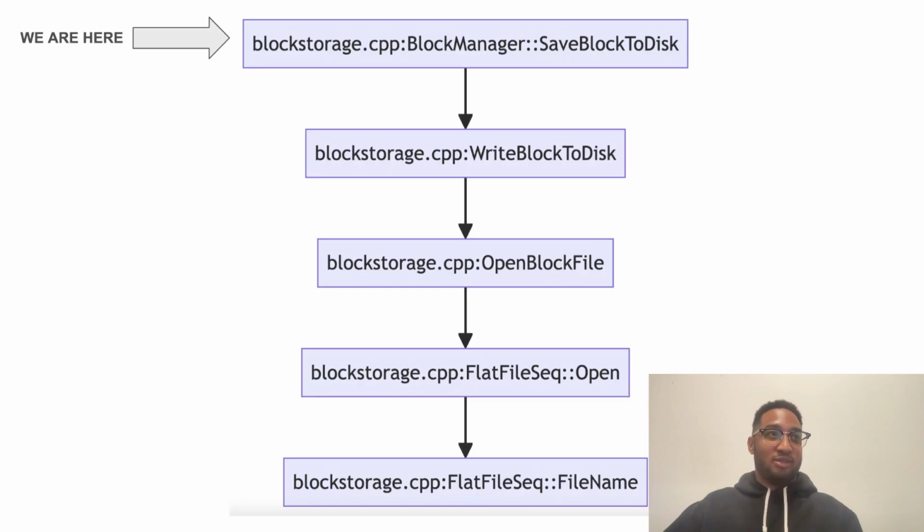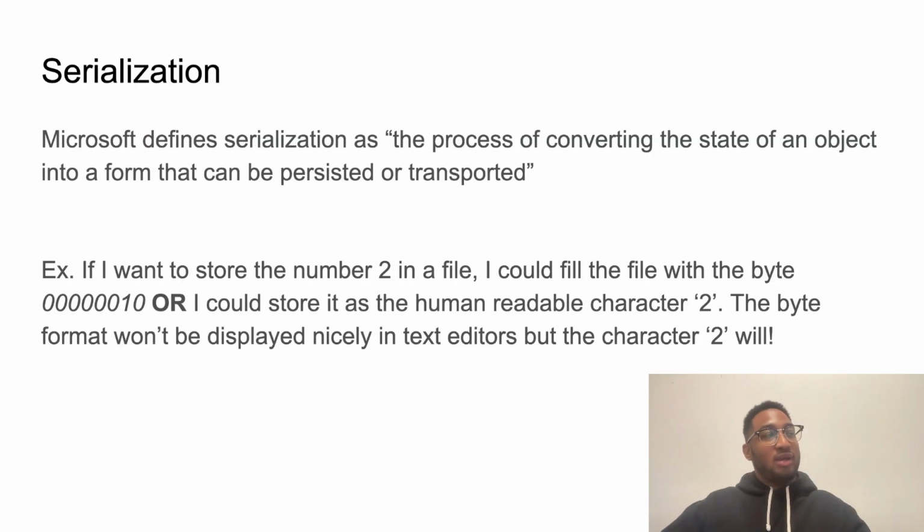Let's see, going back to my serialization. Yeah, and I had an example here. Serialization is, if I want to store the number 2 in a file, I could fill the file with the byte. Or I could store it as text, as the human readable character 2. The byte format won't be displayed nicely if I actually wrote it as bytes, because what I'm displaying here isn't really stored in the computer this way. So it won't be displayed nicely, but the character 2 will. So there are different ways you could store things, right? Even if I stored it in human readable text, I could use it this way or another way. It depends who's reading it, and how they prefer to read the information.